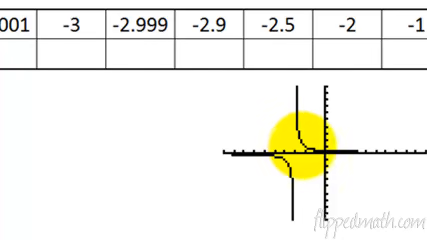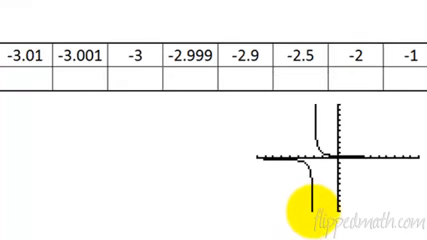So if I'm on the right side of negative 3 and plug in a number, I should get a really positive number way up here on the graph. If I choose a number on the left side of negative 3, but it's very, very close, then you should get a y value that is very negative.